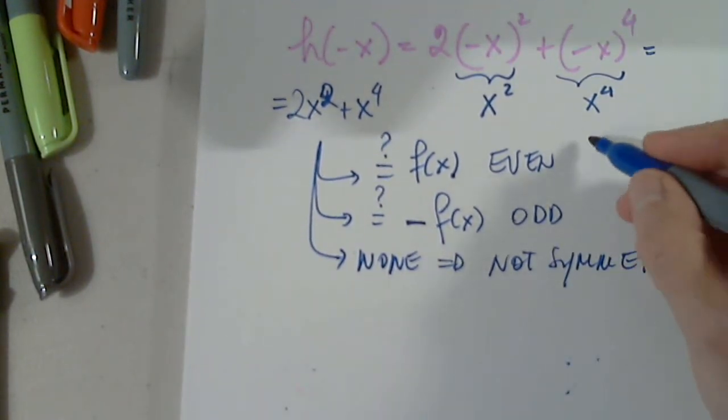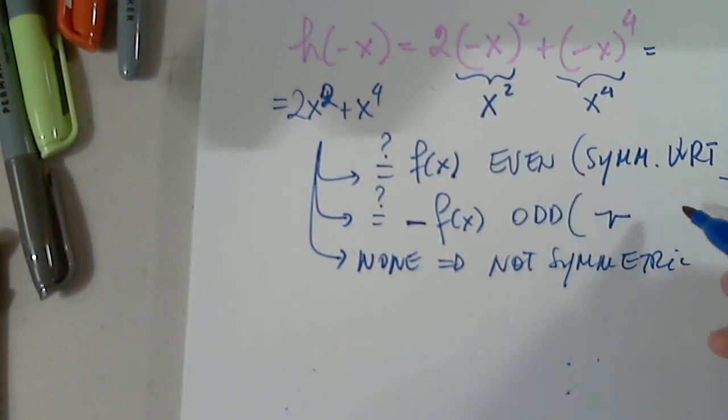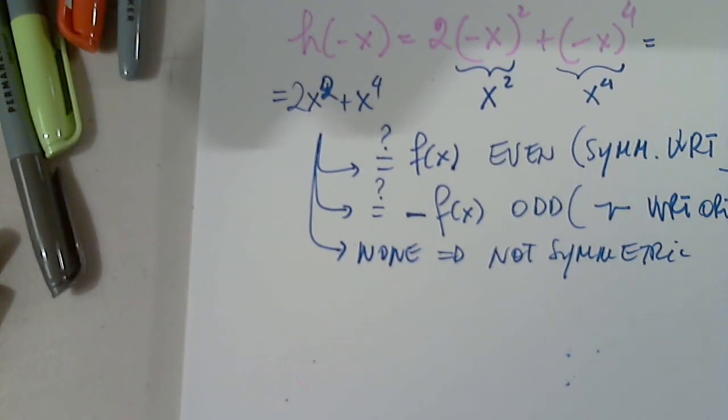If it's even, I will say it's symmetric with respect to the y-axis. If it's odd, I will say it's symmetric with respect to the origin. If I don't find that it's even or odd, I'll say, sorry, this function is not symmetric. Only one answer is yes. The other two have to be no. There is only one function that is odd and even at the same time, but nobody cares about it.